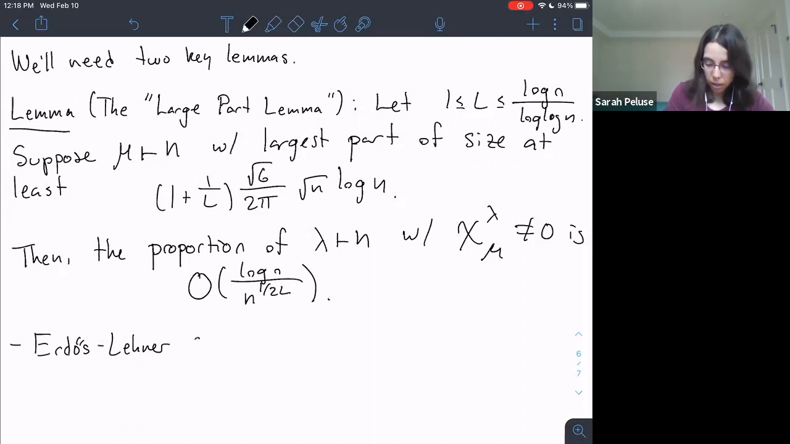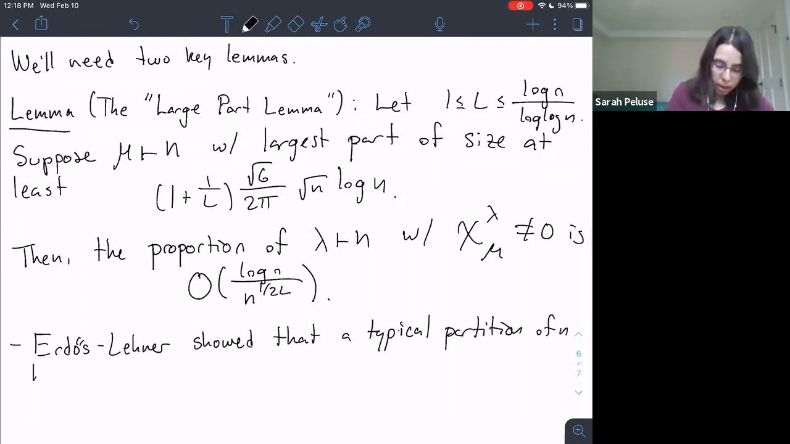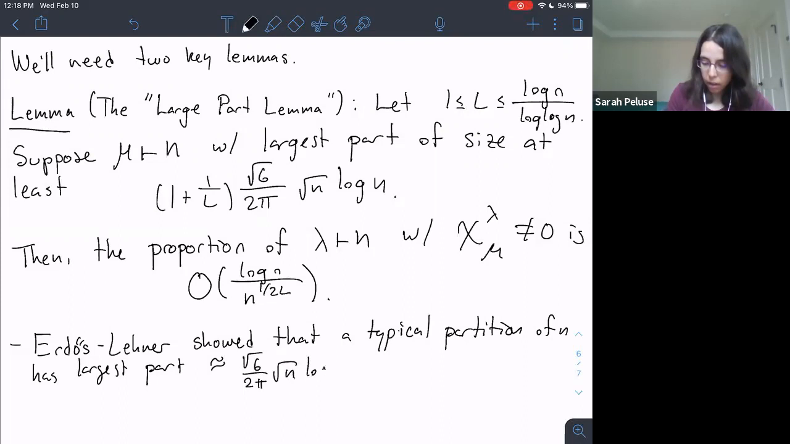Okay, so for context, Erdős and Lehner, I think in the 30s, showed that a typical partition of n, just chosen uniformly at random, has largest part close to square root of 6 over 2 pi times the square root of n log n. So the mu in the large part lemma has largest part significantly larger than the expected largest part of a random partition.